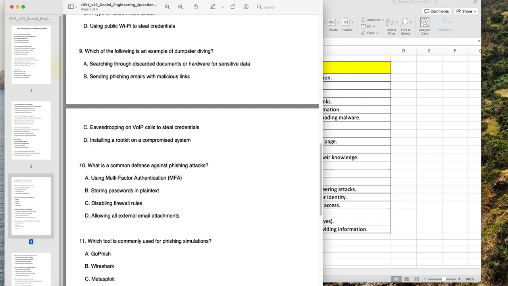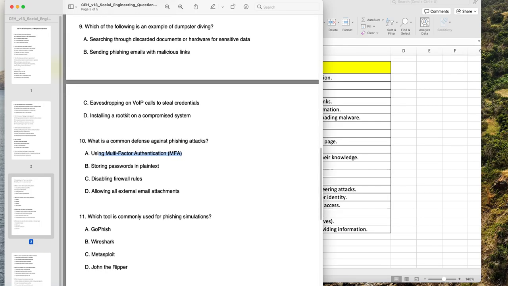For the exam, this is good. MFA, depending on the type of multi-factor authentication you're using, some of them are going to be more secure than others, but at least for the exam, this is good. And for the average user, MFA is something that you need to have in place.